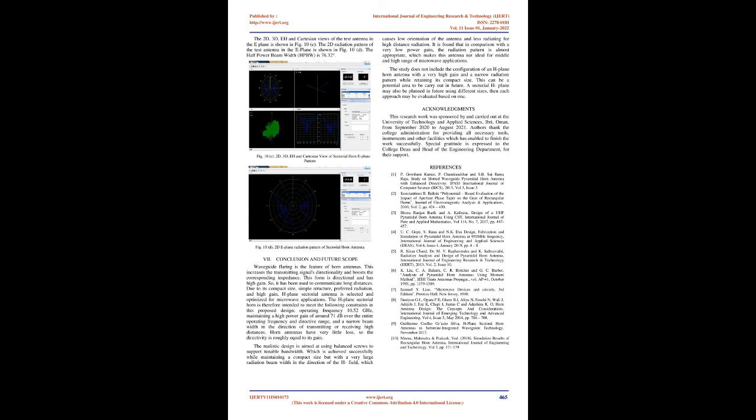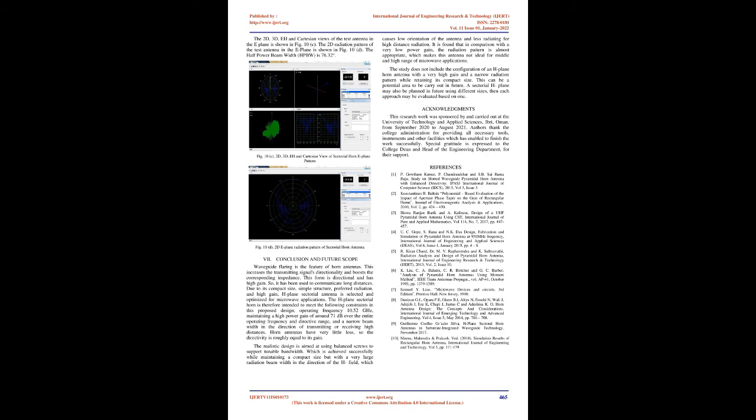The 2D, 3D, and Cartesian views of the test antenna in the E-plane are shown in Fig 10c. The 2D radiation pattern of the test antenna in the E-plane is shown in Fig 10d. The half-power beam width, HPBW, is 76.32°. Fig 10d. 2D E-plane radiation pattern of sectorial horn antenna.